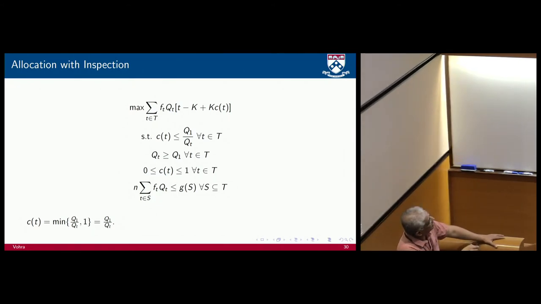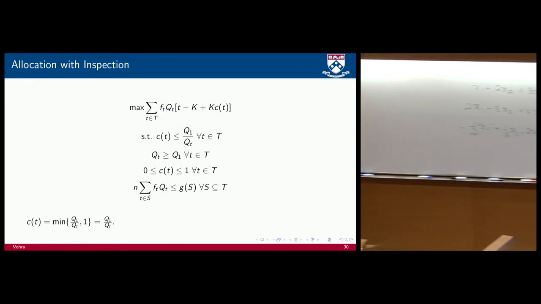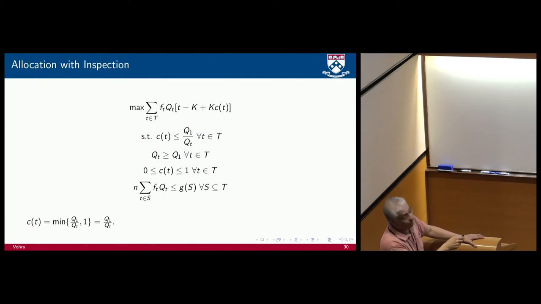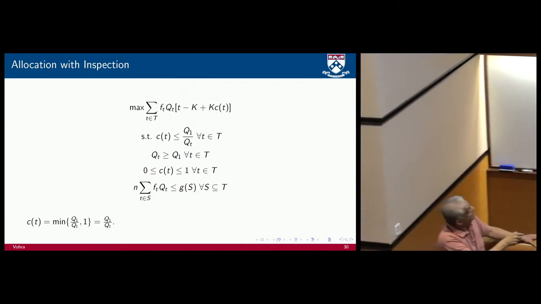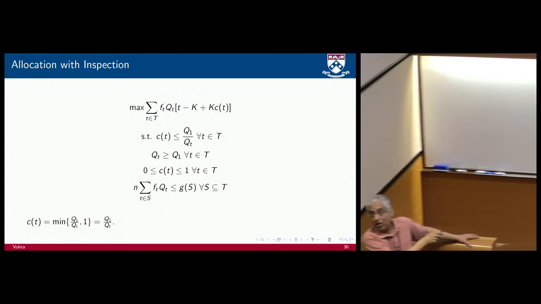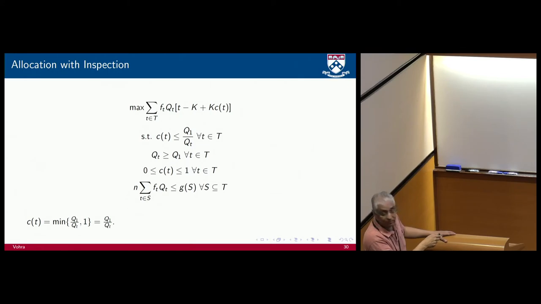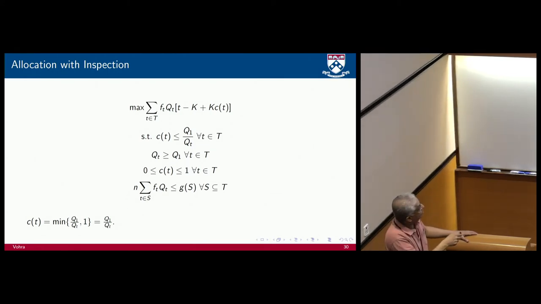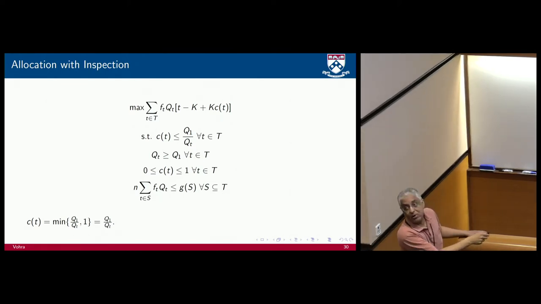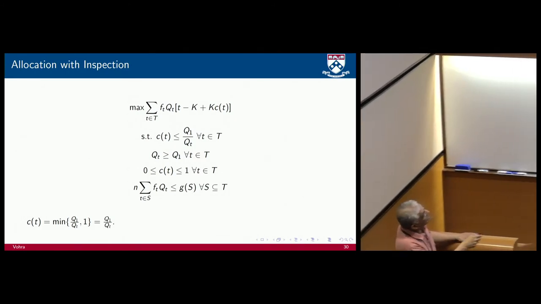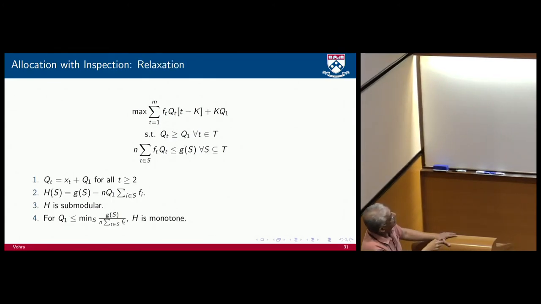Now, if I look at this, I want to maximize. The C appears with a positive coefficient, so I'd like to make it as large as possible. Okay, so natural thing to do is push C of T up to this right-hand side. But wait a minute, C of T also has to be smaller than 1. So really, C of T should be below the minimum of these two. However, Q1 is always smaller than QT. So therefore, this constraint is also irrelevant. And that means I can just write C of T as Q1 over QT. So I'm going to do that. I'm going to plug that in. And there's my optimization problem.